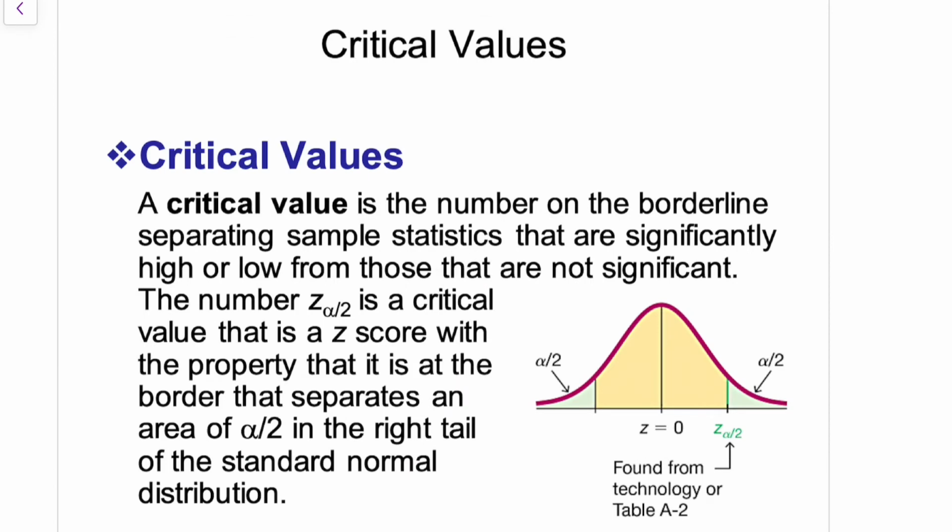One of the cruxes of this method is determining critical values. We've seen this idea of critical values before, but a critical value is the number on the borderline that separates sample statistics that are significantly high or low from those that are not. The number we're looking for is z sub alpha over 2, and this z-score has the property that it is that separating point.